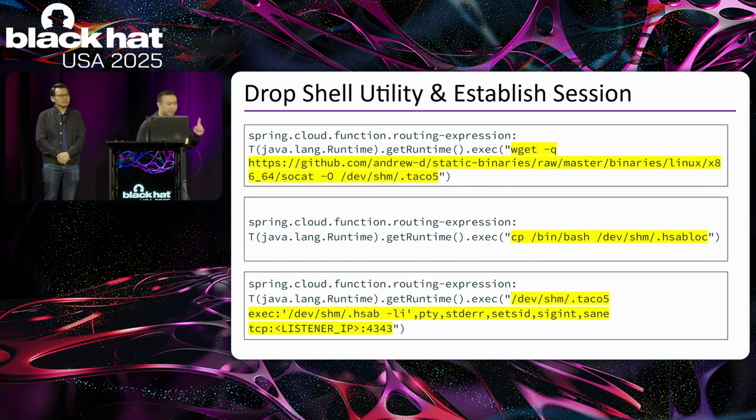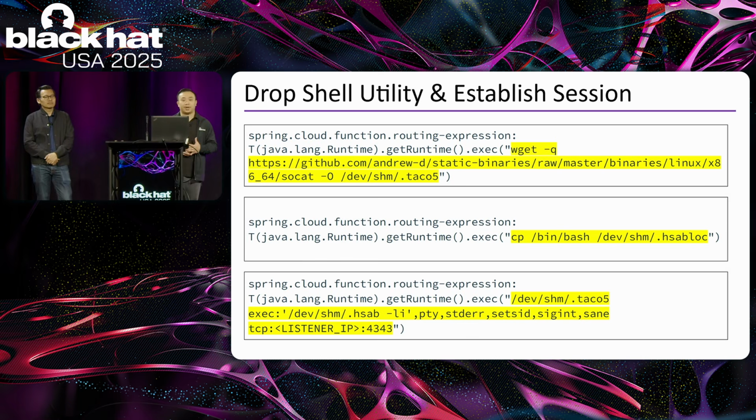And to drop the shell utility onto the container, I executed that top exploit request to use wget to download a publicly available statically linked version of SOCAT onto /dev/shm and then rename it. And then the next exploit request down is to copy bash from /bin to /dev/shm and also rename that. And then the last exploit request is to execute a reverse shell with SOCAT.